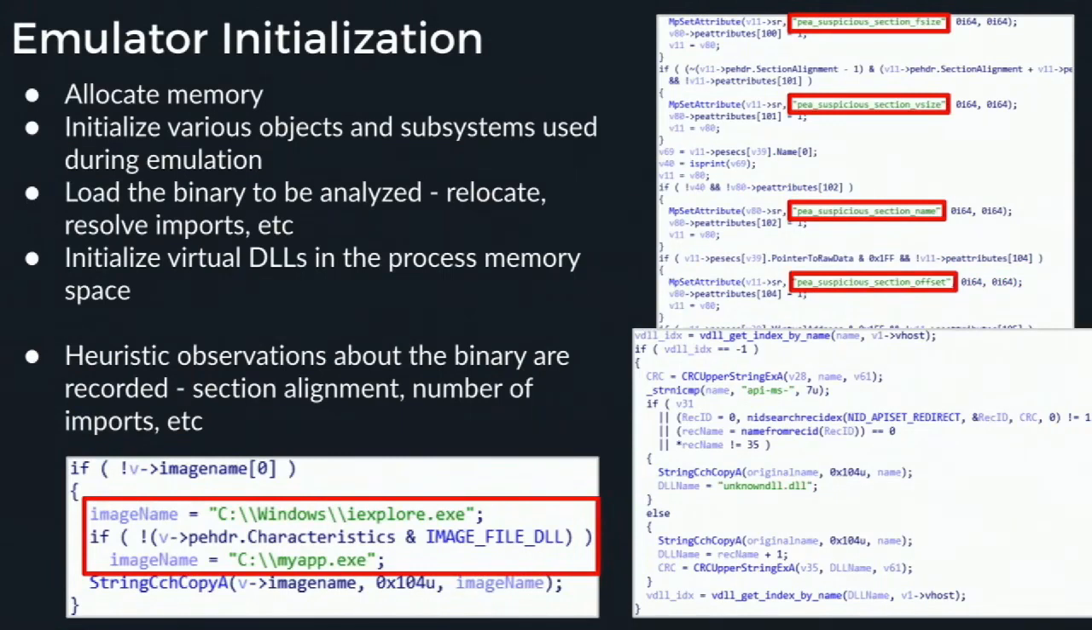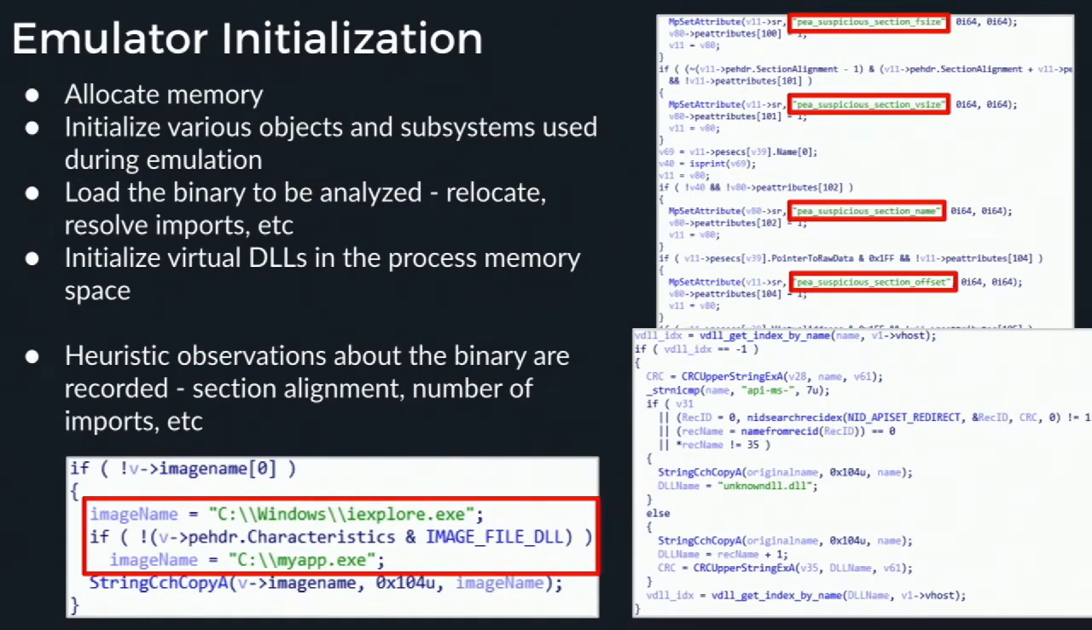The emulator needs to be initialized by, say, allocating memory for the emulation, initializing various objects and subsystems. This is all implemented in C++, so you have to emulate or build up various C++ objects. Then the binary to be analyzed has to be loaded, relocated, resolving imports, and so forth.